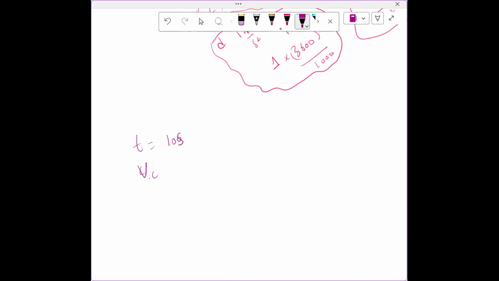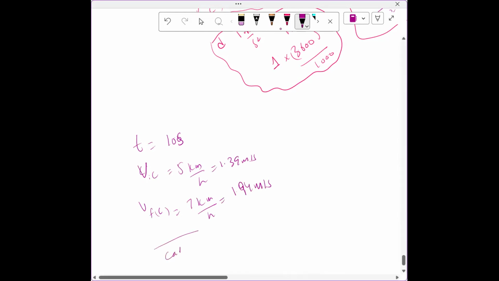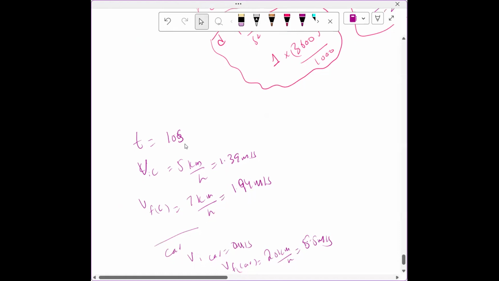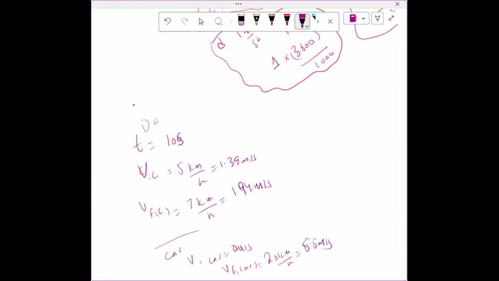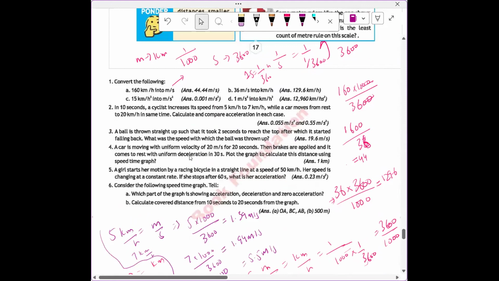Cyclist initial velocity is 5 kilometers per hour, which converts to 1.39 meters per second. Cyclist final velocity is 7 kilometers per hour, and after converting to meters per second, it is 1.94 meters per second. And the car's initial velocity: it started from rest, so it would be 0 meters per second. And the final velocity of the car is 20 kilometers per hour, which converted to 5.5 meters per second. Am I clear till here? This is our data. Sheeno, if there is any confusion, clear it out now. Yeah, I understand it.